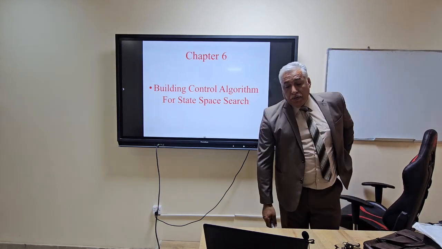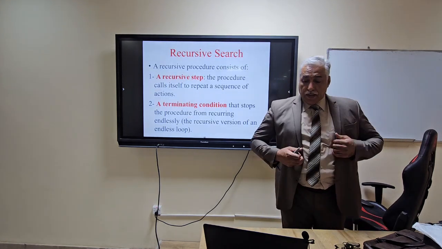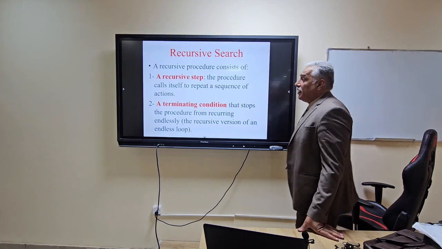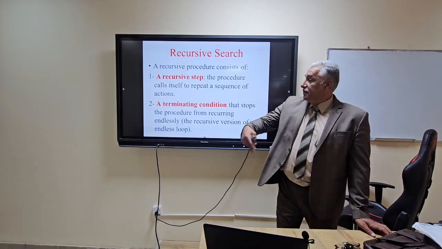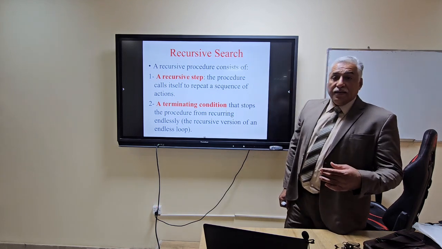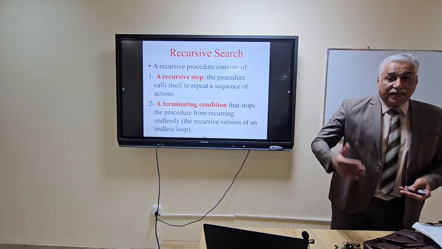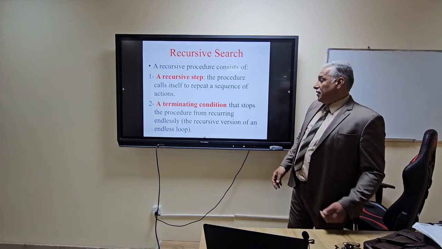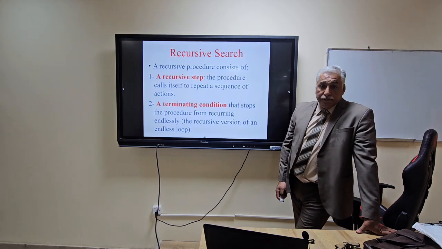Now, chapter 6, controlling algorithms for state space search. Recursive search. A recursive procedure consists of a recursive step: the procedure calls itself to repeat a sequence of actions. In addition to the recursion, I must have a terminating condition that stops the procedure from recursing endlessly, an endless loop.